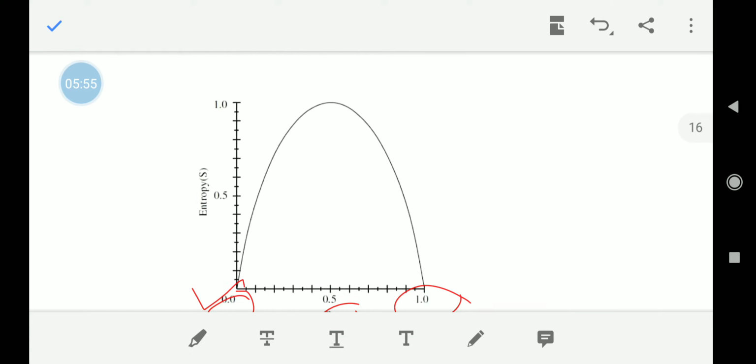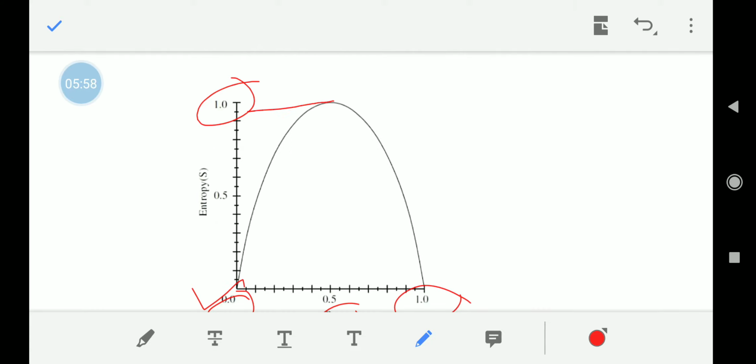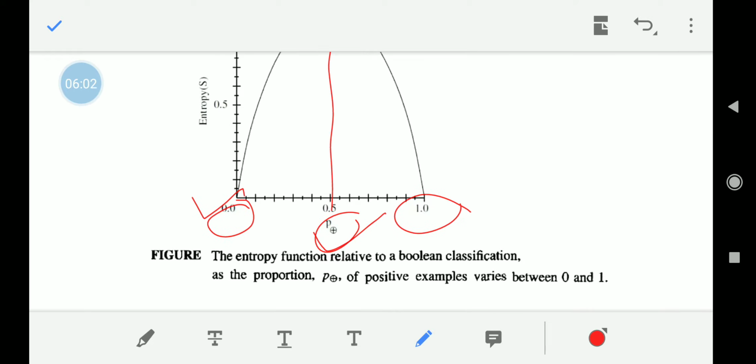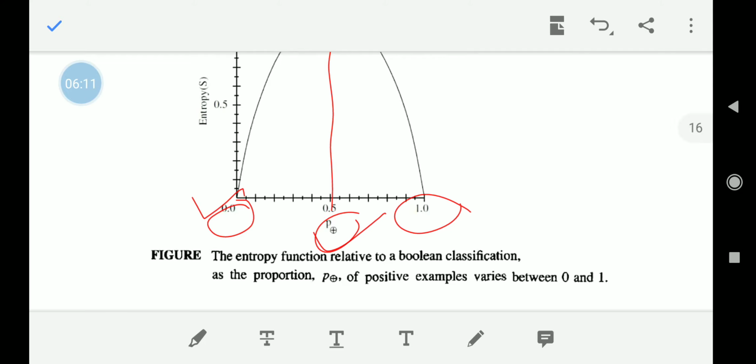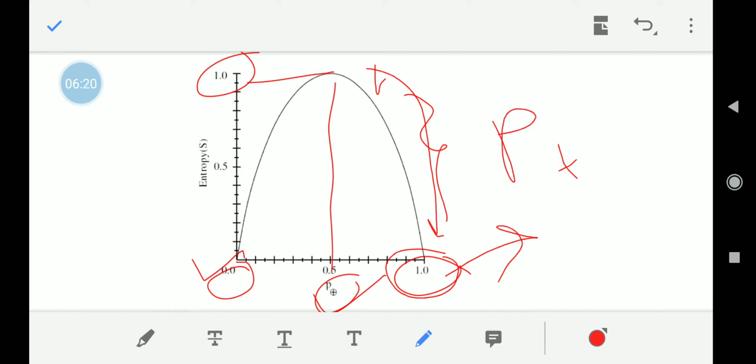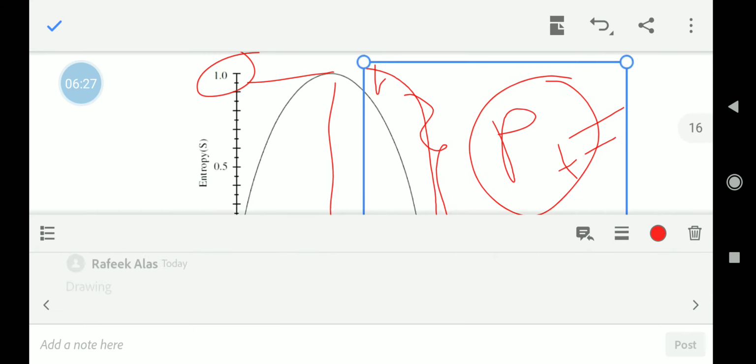You can see here, if entropy is 1, that means P plus is 0.5 or half, P minus is 0.5. You can see here, entropy is varying between 0 to 1, and it comes here, here again P plus, all belong to the same class, P plus class, so entropy is 0. I hope you are understanding.